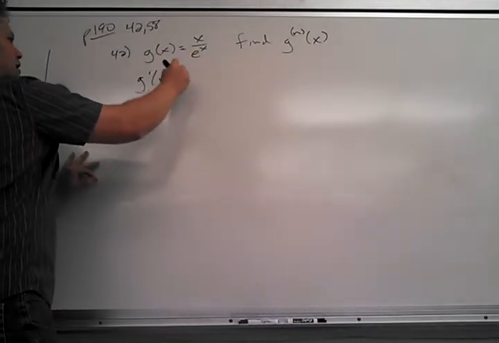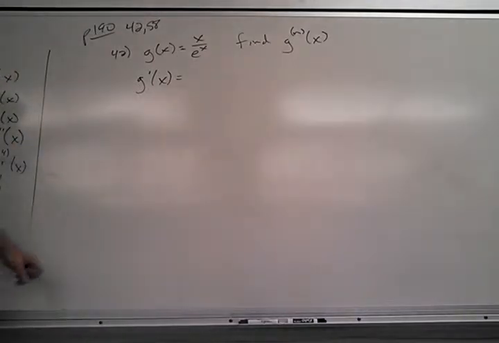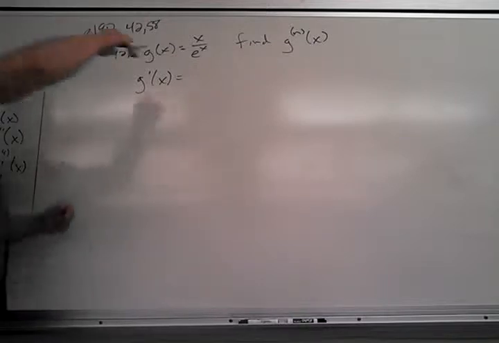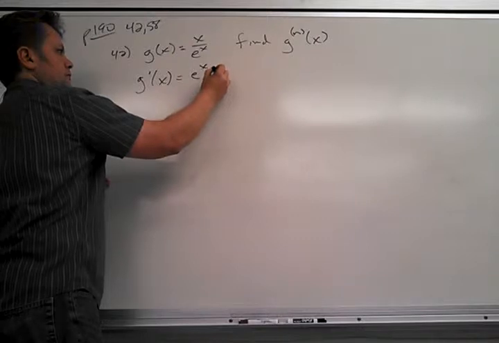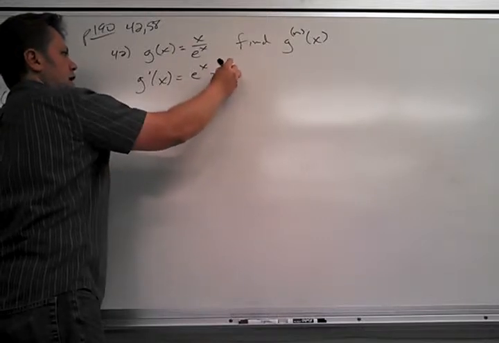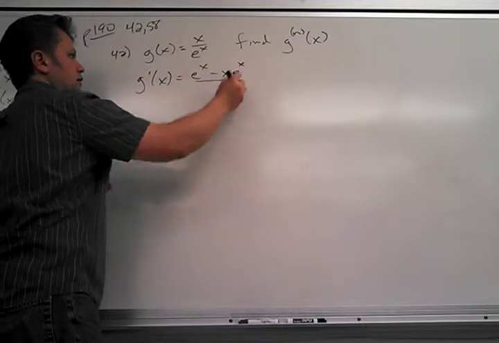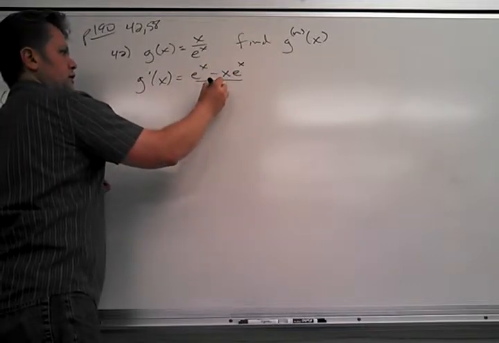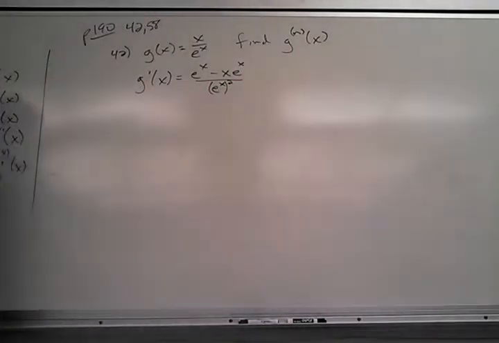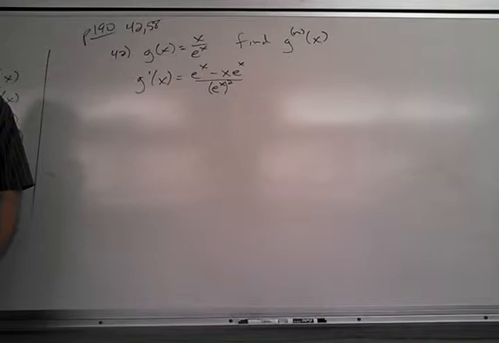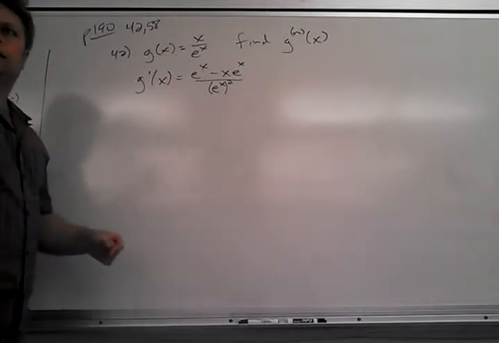So g prime. What does the quotient rule say in this case? The derivative of the top first. So the derivative of x is 1 times the bottom, e to the x, minus x, the top, times the derivative of the bottom, and you can't beat e to the x for derivatives, over e to the x squared. And you can factor out e to the x. How can you simplify that? Factor out e to the x and cancel 1. So 1 e to the x can cancel.